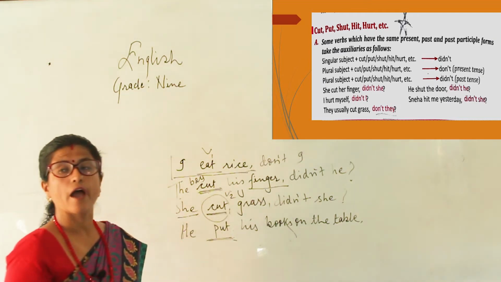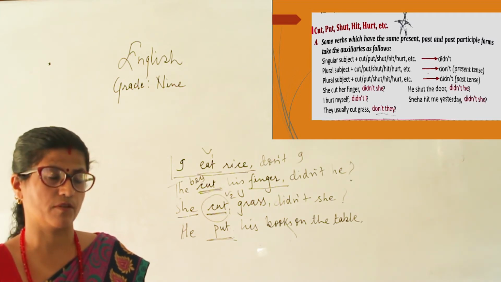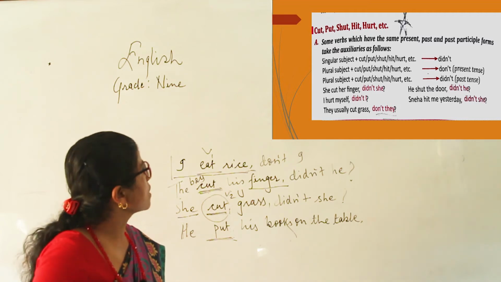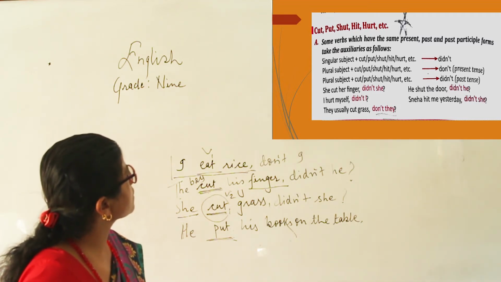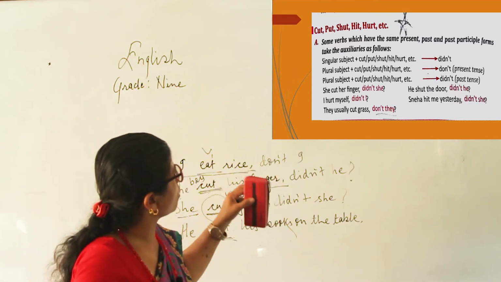So with verbs having the same form in present, past and past participle, we may have confusion while using them. You can see some verbs which have the same present, past and past participle form take the auxiliaries as follows. Singular subject: cut, put, set, heat, hit, etc.